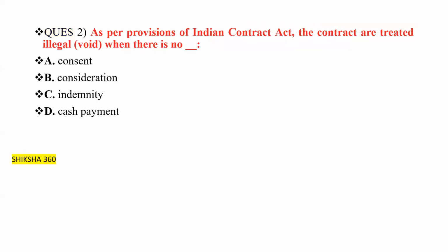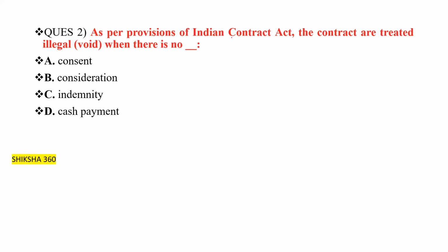Question number 2. As per the provisions of the Indian Contract Act, contracts are treated to be illegal or void when there is no: first, consent; second, consideration; third, indemnity; fourth, cash payment.